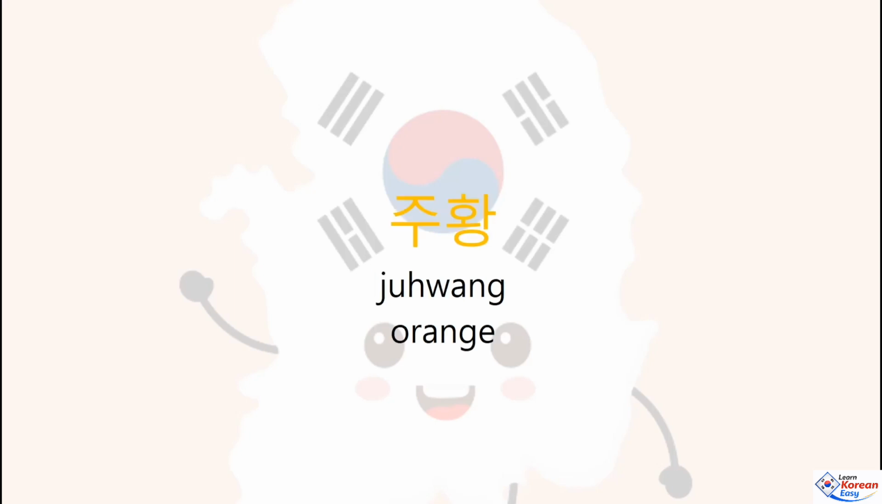And the next one is orange. Orange is 주황. The color orange is 주황색. So you just have to put the word 색 at the end. Color was 색깔, so just the first one, 색. 주황색, orange color. So 주황 is orange.